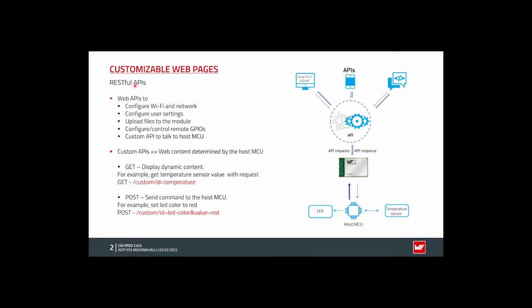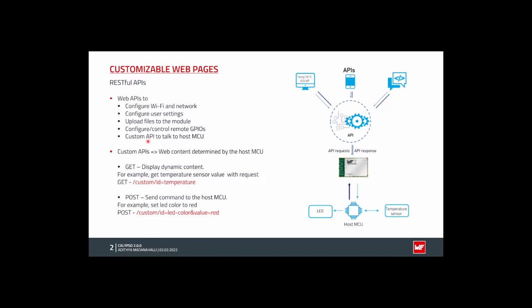This HTTP server supports a set of RESTful APIs which was primarily used to configure the Wi-Fi and network settings of the Calypso Wi-Fi module. With the introduction of the new firmware version 2.0, we have extended this set of RESTful APIs in order to perform additional functions such as control the remote GPIOs, configure the user settings, upload certificate files, and many more. The most important feature that is implemented with this new firmware version is the so-called custom API.